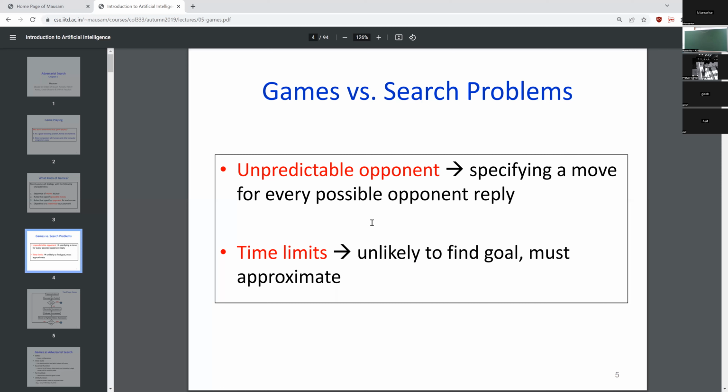The second difference is the time factor. The time factor means that even the simplest games like tic-tac-toe, the crosses and noughts game that all of us have played, have quite a large search space. The tic-tac-toe search space is not so large, but if you consider the game of chess, the search space is huge. It's of the order of 10 to the power 40.